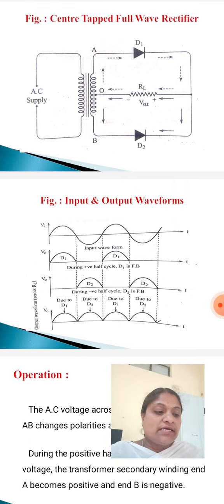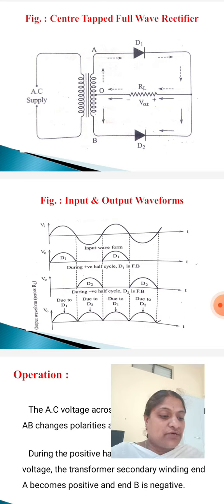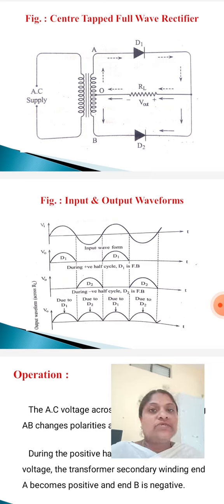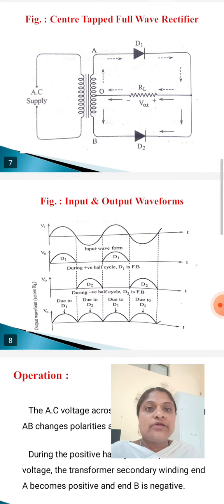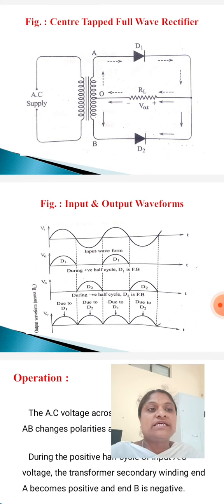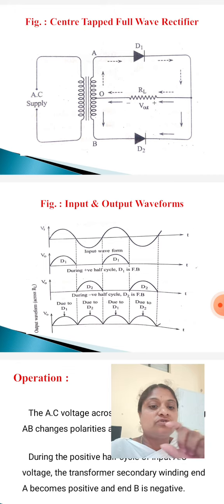So during the negative half cycle of the input AC voltage, the transformer secondary winding A becomes negative and B becomes positive. This makes diode D2 forward biased. A is negative, so negative is connected to the anode of diode D1, that is, negative is connected to positive. That's why D1 is reverse biased. D1 reverse biased means it is an open switch, so no current flows through D1.